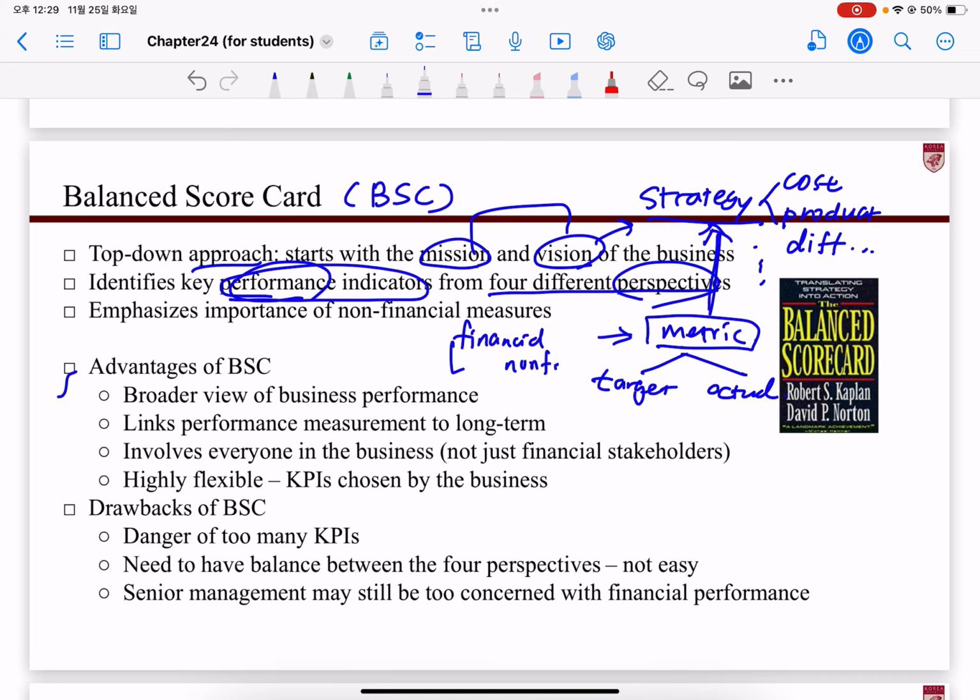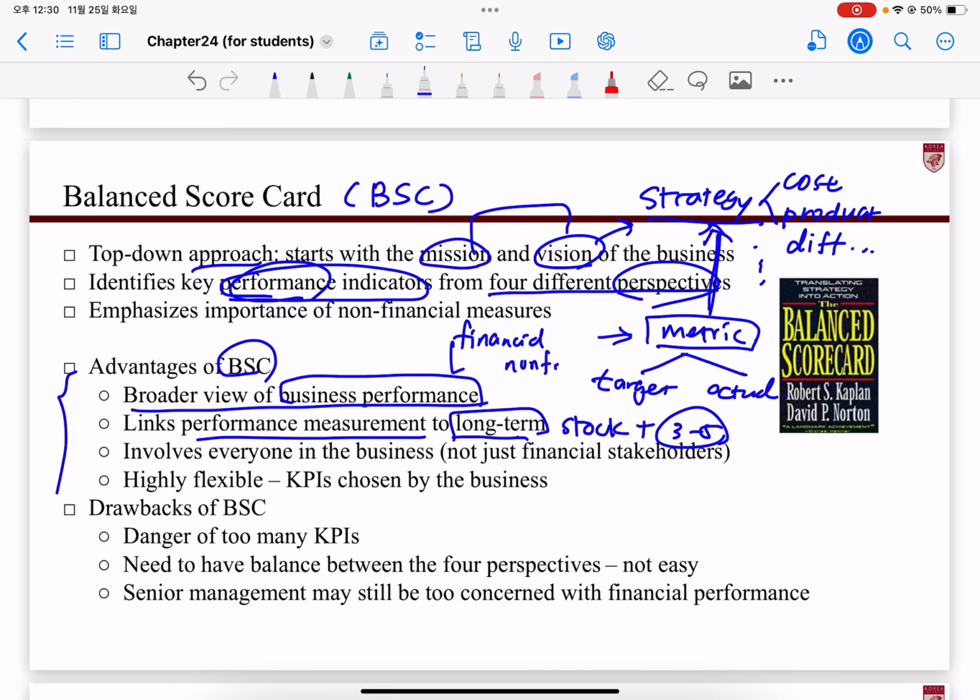So clearly the good part of BSC is that you can capture a broader view of the business performance, not just linking financial, but also non-financial. You can also link performance into not only short-term, like earnings, but also long-term. Even the stock returns, annual stock return, or 3 or 5 year ahead stock returns can be the long-term performance measure in BSC.